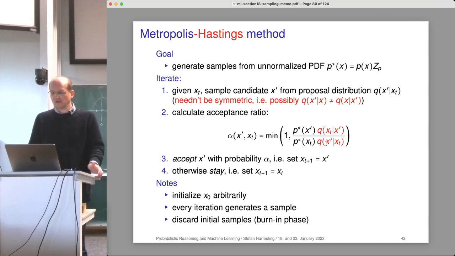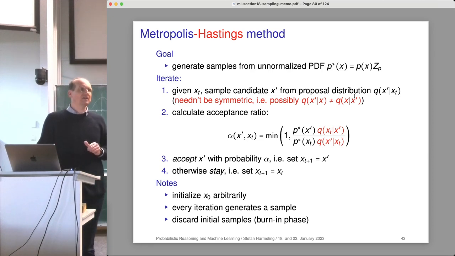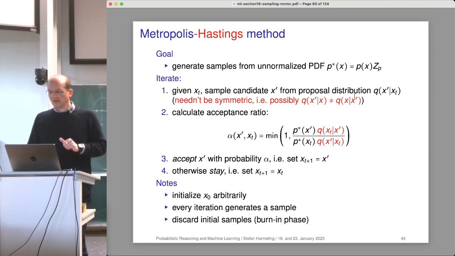I think you understand the steps. And the examples in the code look like it kind of works, right? Graphically, it generates uniform samples below the curve. OK, so that is the Metropolis-Hastings method, and this is a subtle difference.